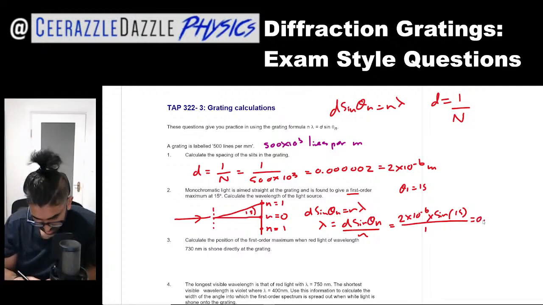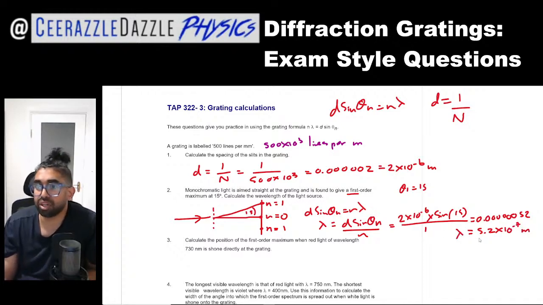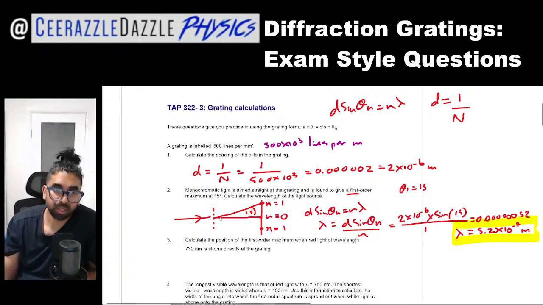Okay, I'm going to get the answer of 5.2 times 10 to the minus 7 meters. That's the wavelength. Lambda is equal to this much. Easy stuff. So let's highlight that so it looks nice and jazzy. There we go. So we know what we're doing. Okay, next one, question 3.